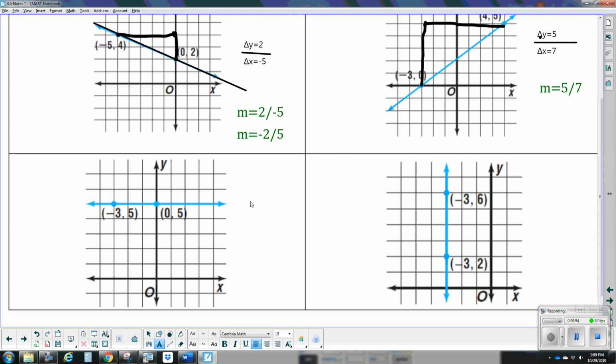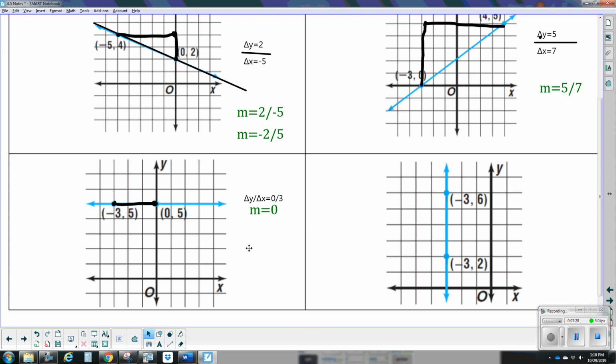So in this next example, we're going to look at, again, the change in y divided by the change in x. The change in y in this case is 0. And the change in x from this point to this point is 3. Zero divided by any number is 0. So here, our slope is 0.